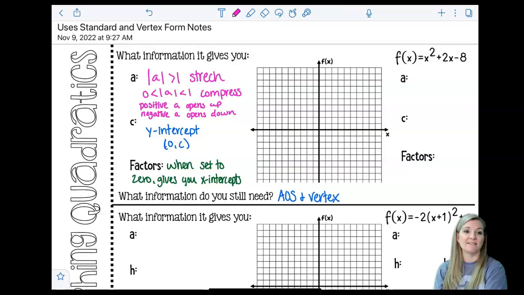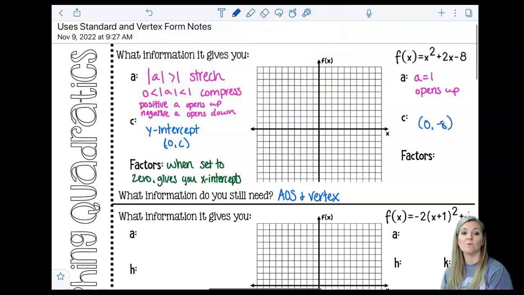So let's look at this example. I have f(x) = x² + 2x - 8. So my a is equal to 1, which really is just going to tell me it's going to open up. Great. It's not stretching or compressing. Wonderful. My C value is (0, -8). So I'm going to go ahead and graph that.